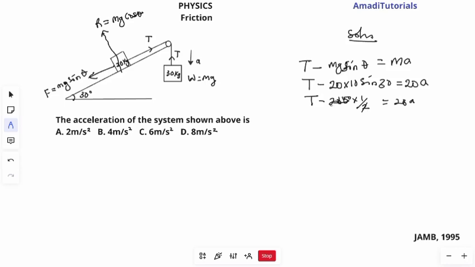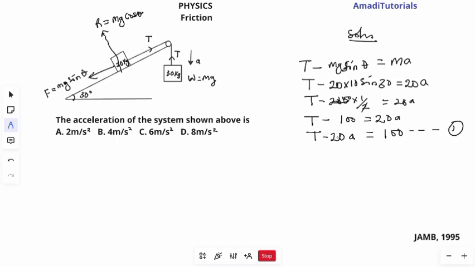So we form the first equation. Our first equation is T minus 100 equals what? 20A. So if you bring 20A to the left hand side, that will be T minus 20A equals what? 100. So this is our first equation.